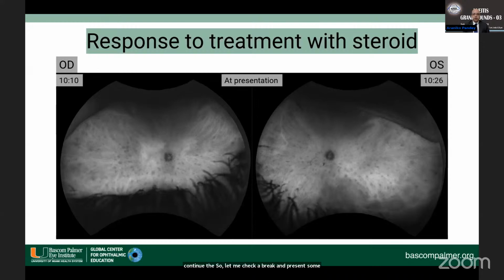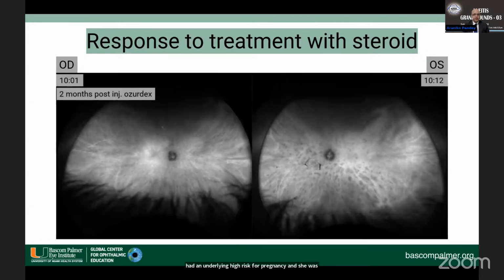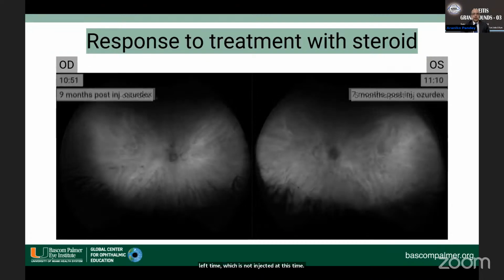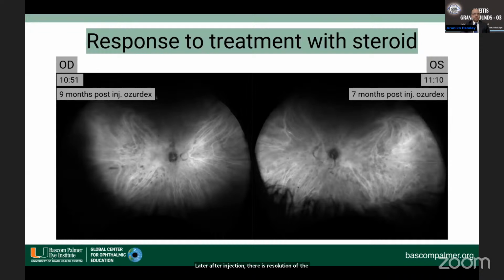So let me take a break and present some other cases that we saw in our clinic for birdshot chorioretinopathy who had variable response to treatment with steroid. This is our first patient, a young female who had an underlying high risk for malignancy, and she was injected with intravitreal Ozurdex in the right eye. This is the picture after ICG 2 months after injection, with resolution of the lesions in the right eye, but persistent in the left eye, which was not injected at this time. Later, after injection, there is resolution of the lesions in both eyes.